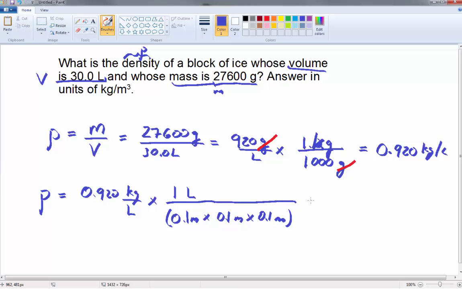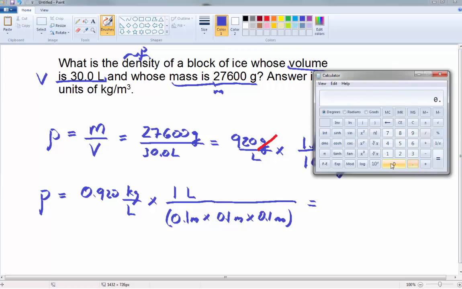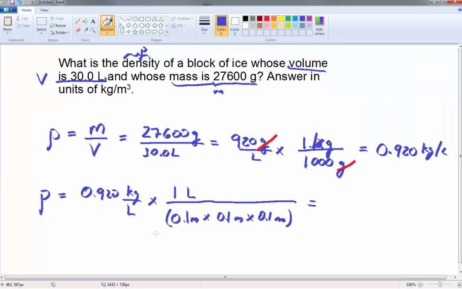Again, this is an exact conversion. All right, so if I take 0.1 times 0.1 times 0.1, that's on the bottom, so I can hit 1 over x. That means I'm going to multiply by 1,000. So this 0.920 has to be multiplied by 1,000, and we end up with 920 kilograms per cubic meter. What that means, among other things, is that 1 gram per liter is the same thing as 1 kilogram per cubic meter. All right, so this is the answer.